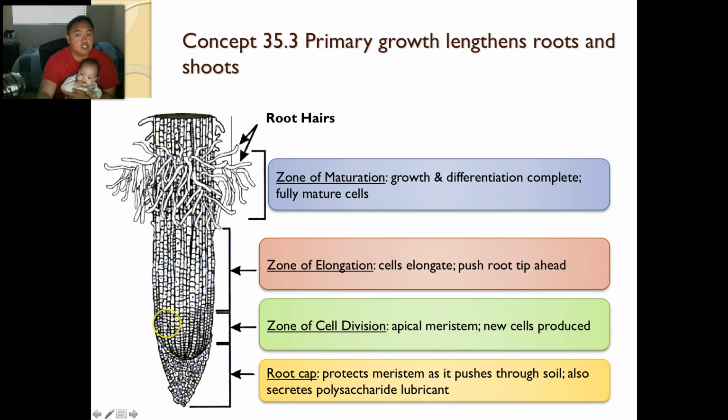This is the one where new cells are produced. So these ones are growing cells or stretching cells. These are the new cells. And the last part is the root cap. It has basically a strong end so that when it pushes through the soil, it's protected.